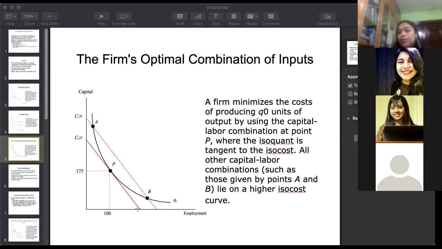The slope of the iso-quant, we said, is the ratio of the marginal productivities of capital and labor. And what is the slope of the iso-cost curve? It is the ratio of the input prices, minus W by R. And the slope of the iso-quant, we already know, is the ratio of the marginal productivity of labor divided by marginal productivity of capital. Okay, so the slope of the iso-quant has to be equal to the slope of the iso-cost curve.